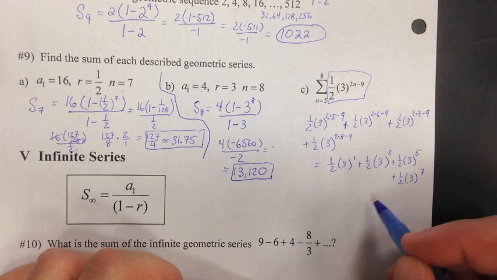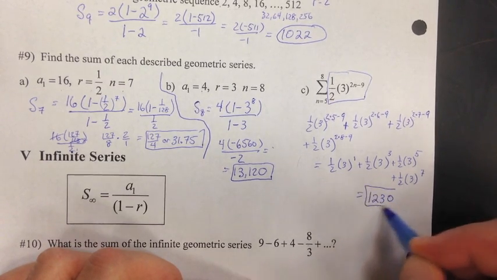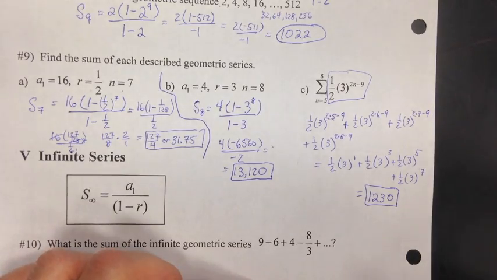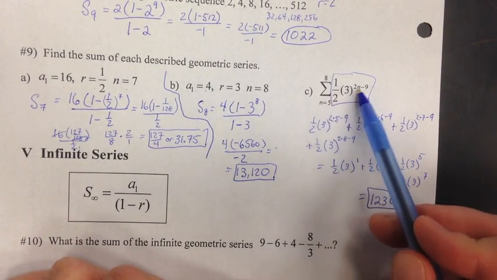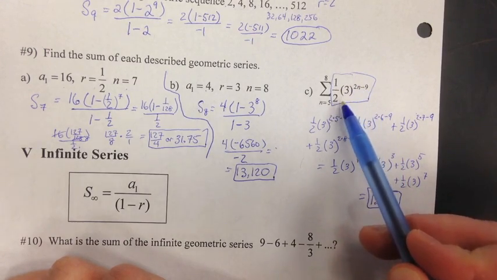When you work this out, and you can check my arithmetic, you'll get 1,230. So that would be the sum of those terms. You got to start with 5 to plug in for n, and then 6, and then 7, and then 8. You have to copy all the other stuff there.